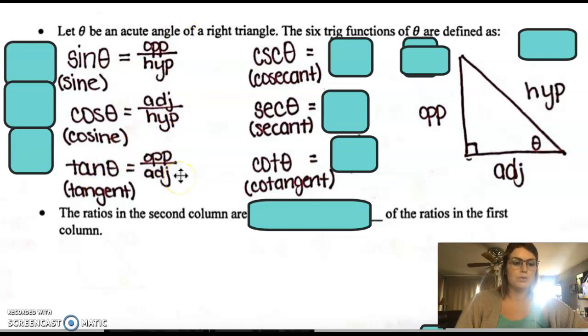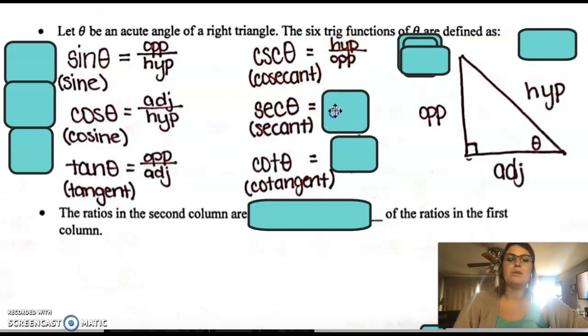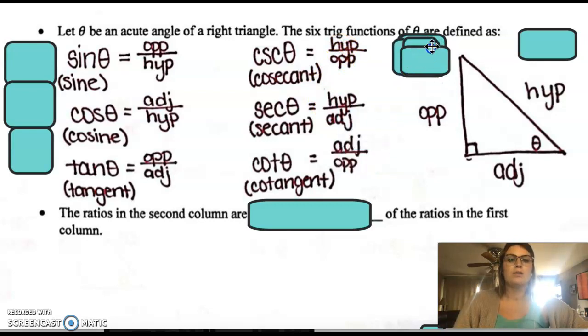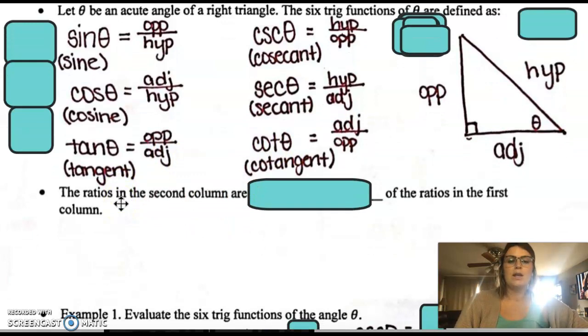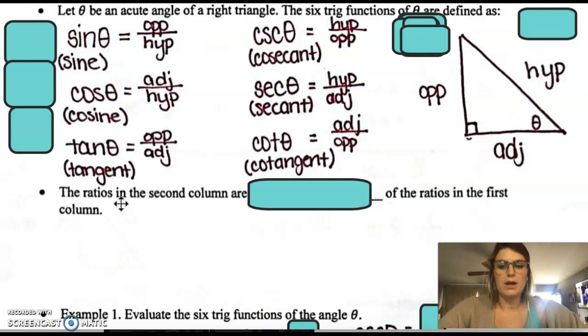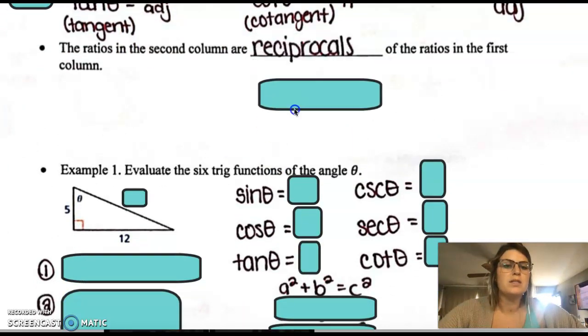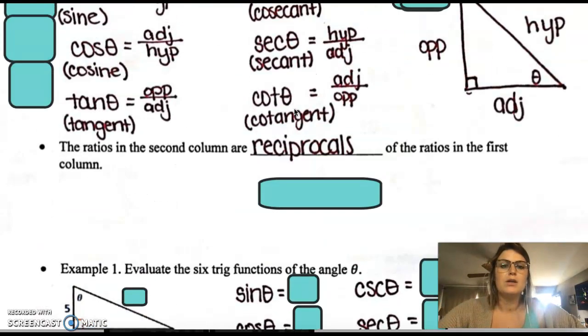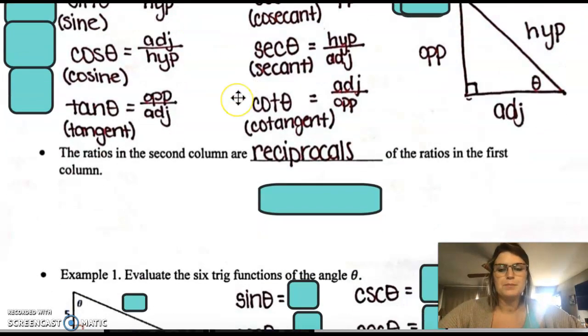If you remember those 3, then you should be able to remember these 3 because they are just the opposites of what they're across from. So cosecant is the opposite of sine, so it's just flipping the fraction. Same thing with secant and cosine, and cotangent and tangent. Anytime you need to, pause the video and work out whatever you need in order to understand it. It says the ratios in the second column are reciprocals of the ratios in the first column. Remember, reciprocals are just where we flip it.